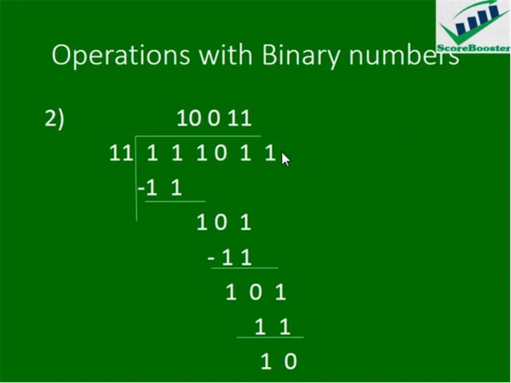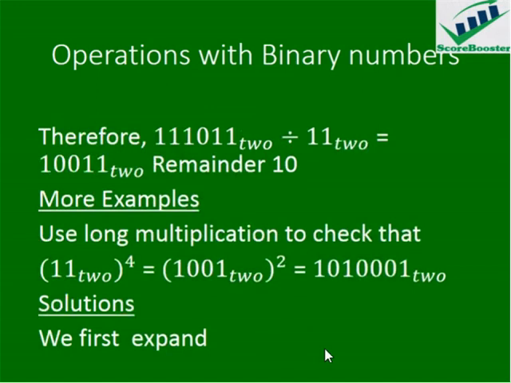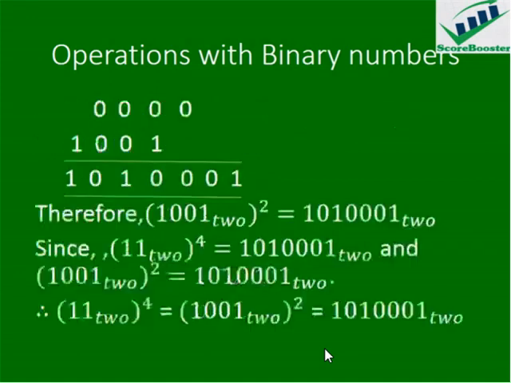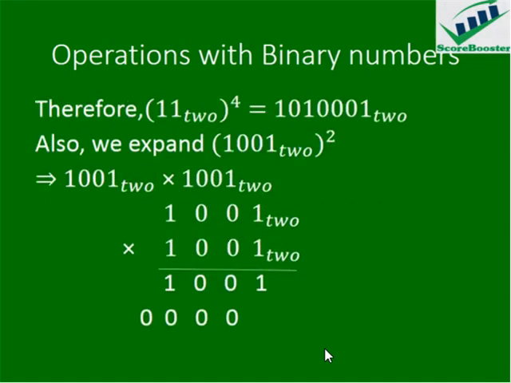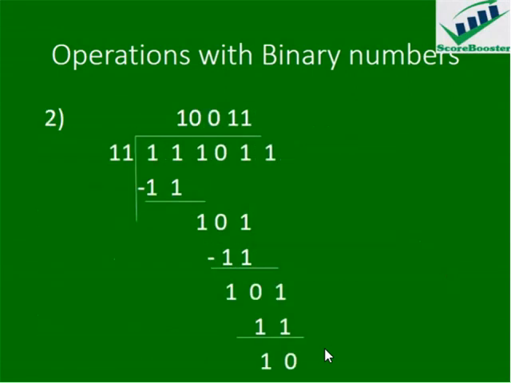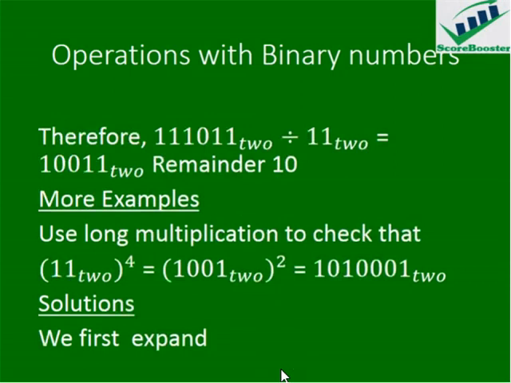If you want to check if this is correct, you can use the second method. You change this to base 10, you change this to base 10, you divide with each other. In that base 10, you convert your results to base 2. After converting your results to base 2, the moment you divide, your remainder will come out. But I hope you understand what I've been trying to say.